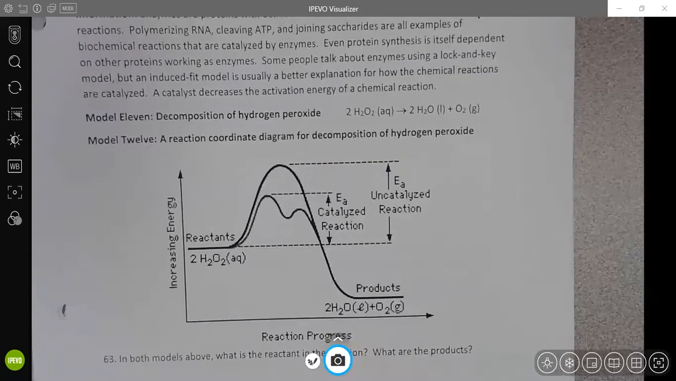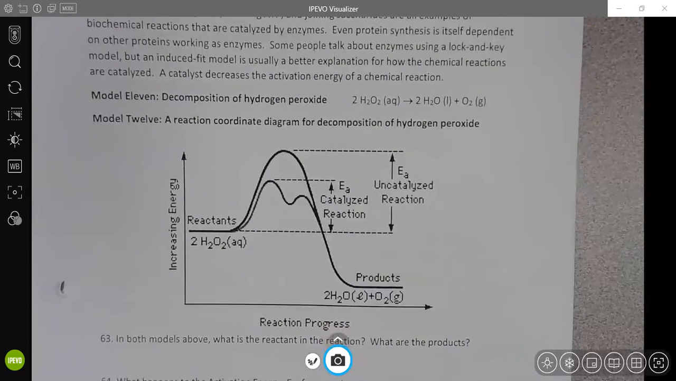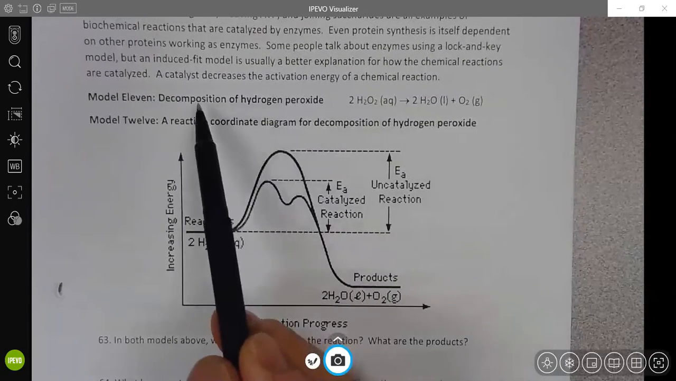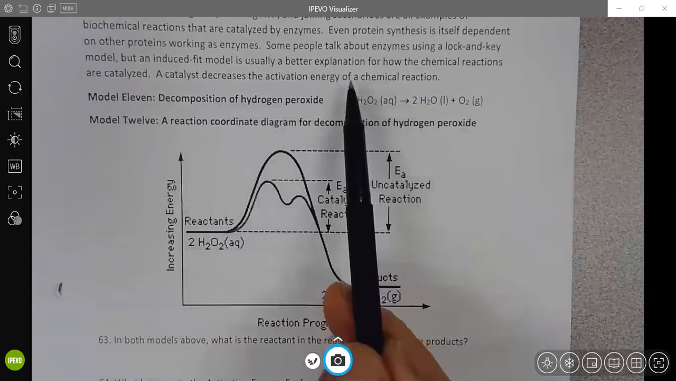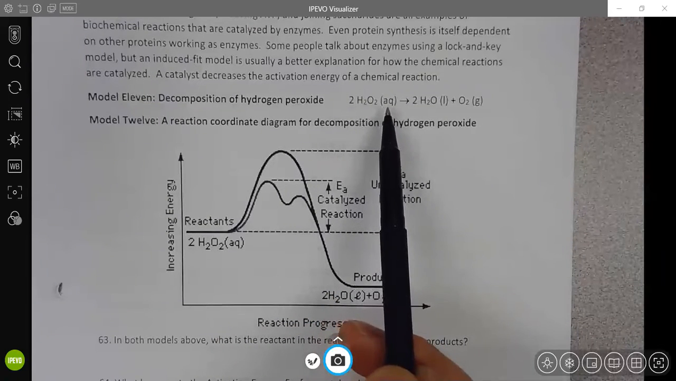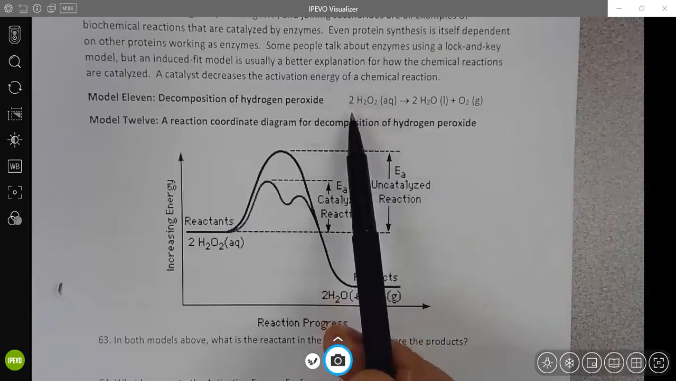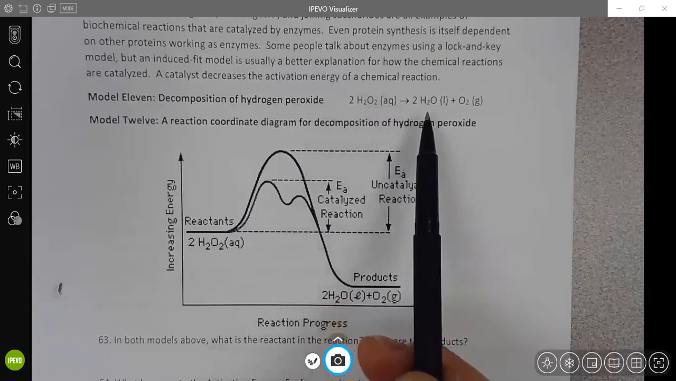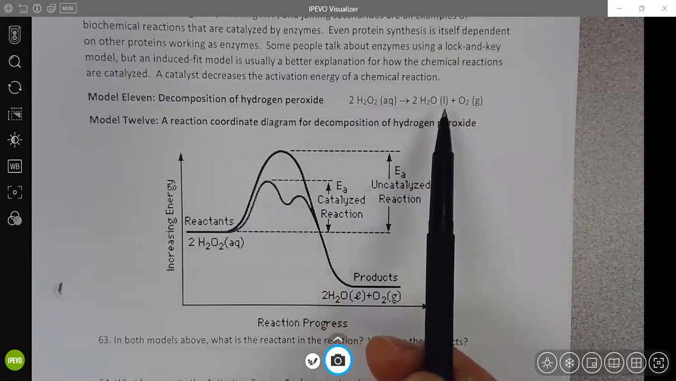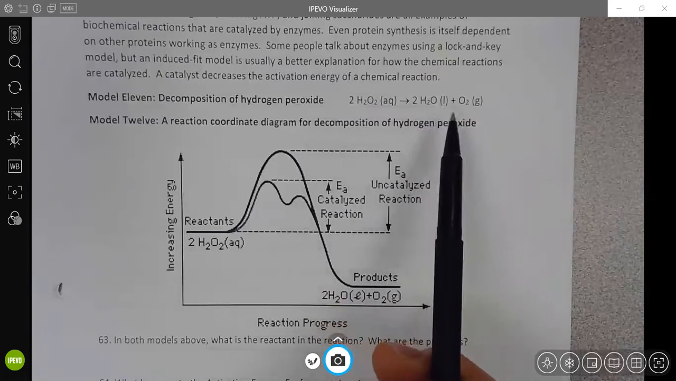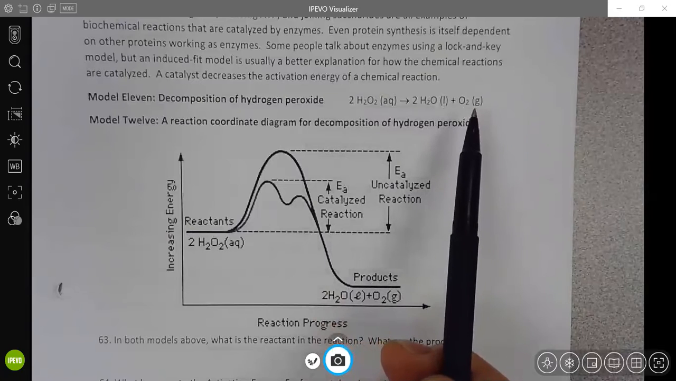So then model 11 is just simply a chemical reaction, the decomposition of hydrogen peroxide. So we have hydrogen peroxide, which is in water, in aqueous solution, and that hydrogen peroxide will decompose into water molecules and oxygen gas molecules. That water, because it's already in water, would be specified as a liquid, and that oxygen would be specified as a gas.